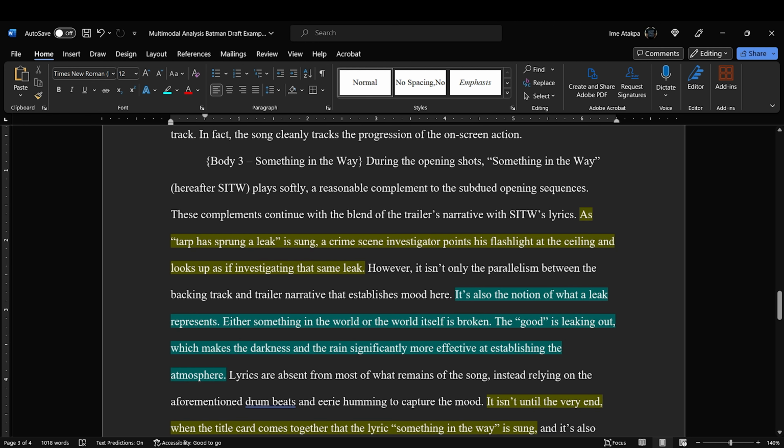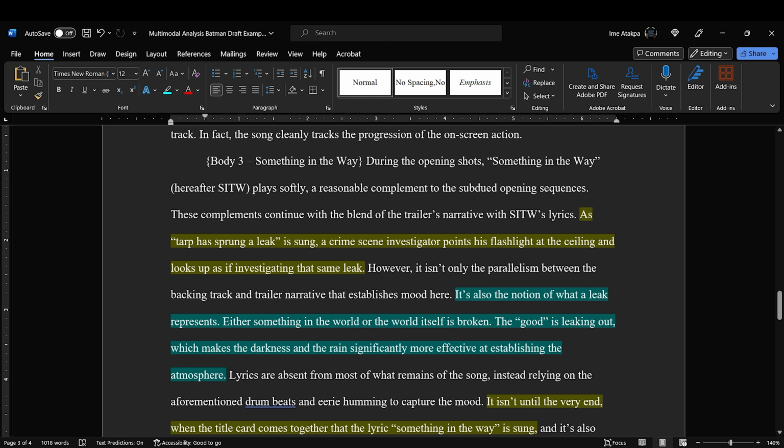Since my main focus was talking about audio and how that's intersecting with other modalities, I'm only going to go over this third paragraph where I'm focusing explicitly on this. I wanted to point out here first the use of lyrics in a song that is playing over a trailer or during a movie. So, as "Tarp has sprung a leak" is sung, a crime scene investigator points his flashlight at the ceiling and looks up as if investigating that same leak.